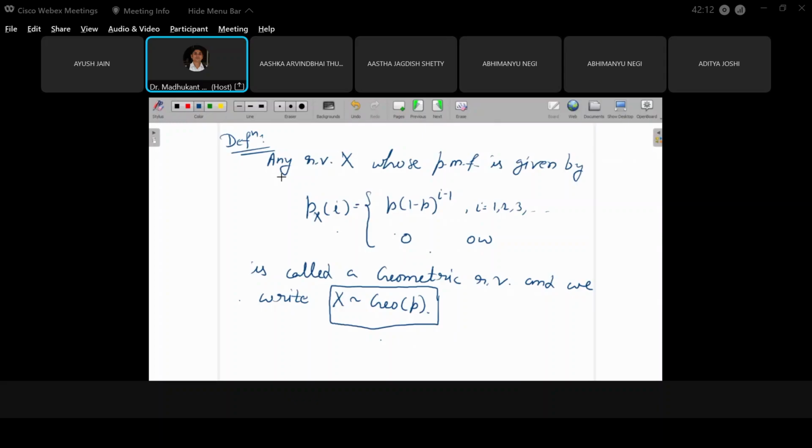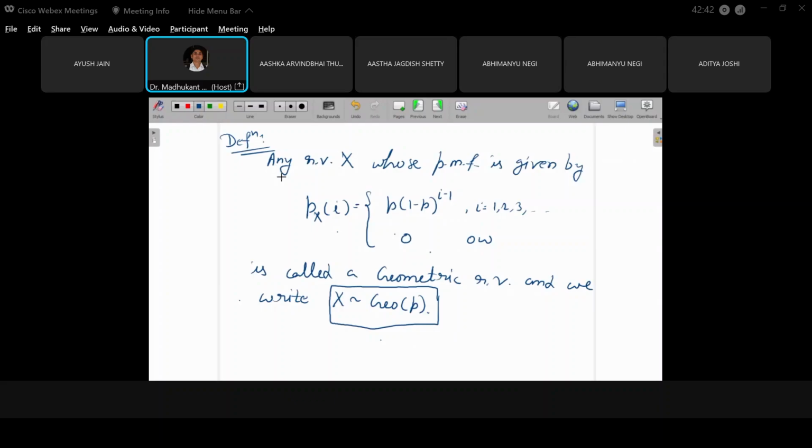Okay, and then at the end we have defined a random variable which you are also aware of already, the geometric random variable. So here the concept of the geometric random variable is that you keep on drawing the trial until you get the success. Okay, so this is how the geometric random variable is generated.